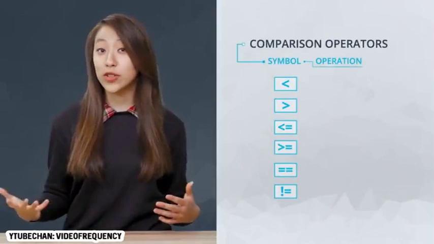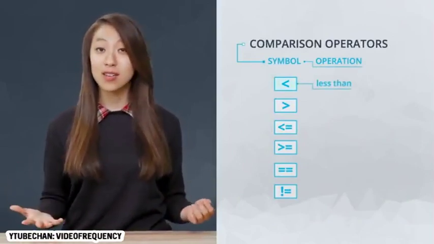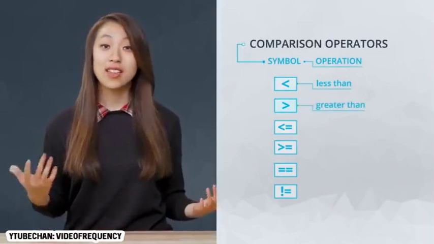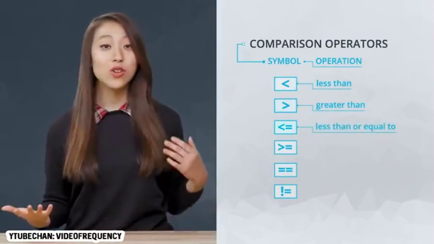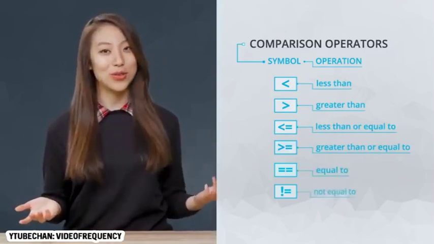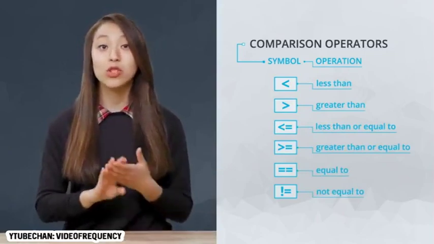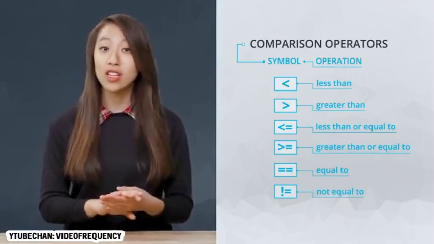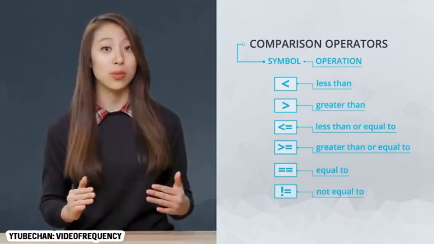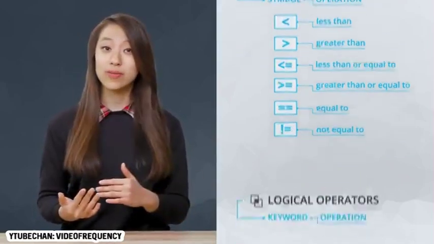Here, you can see a full list of the comparison operators in Python: less than, greater than, less than or equal to, greater than or equal to, and not equal to. Notice that evaluating equality is performed with two equal signs, and a not equal uses an exclamation point. This is a bit different than Excel or SQL.